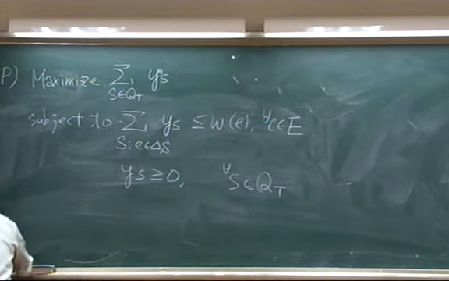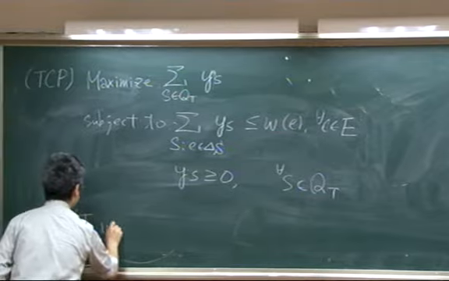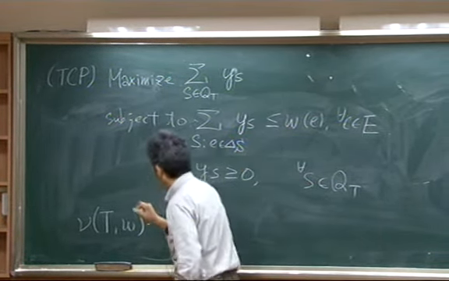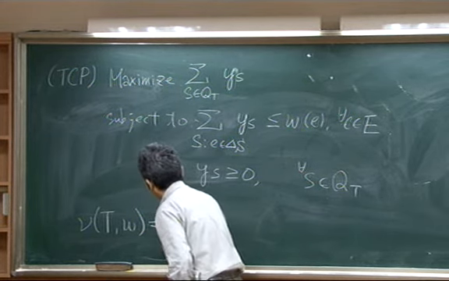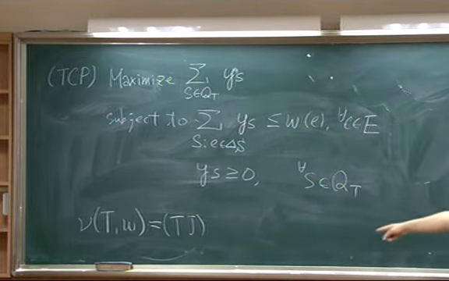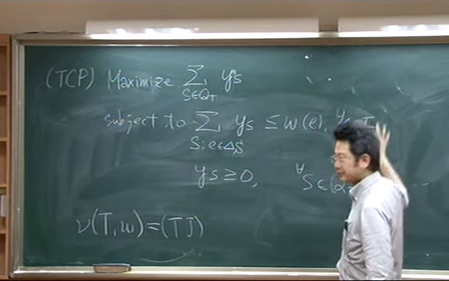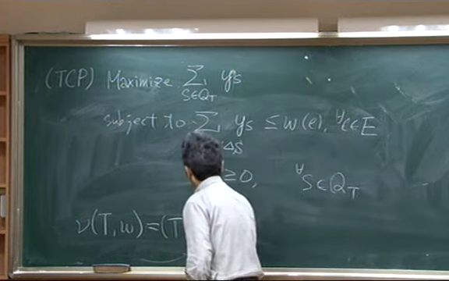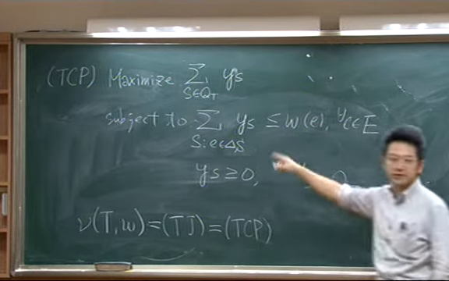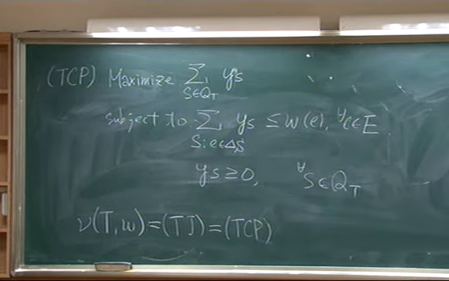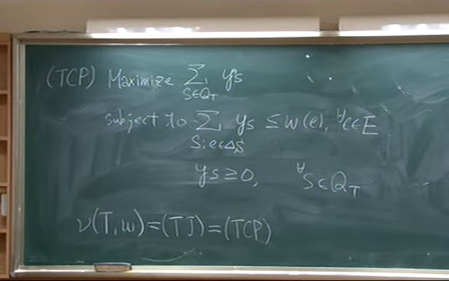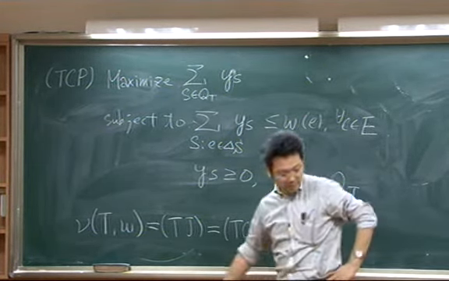So the property here is that mu of T of W, so this is the minimum, is equal to the optimal value of TJ. I'm not sure if I wrote TJ, but TJ means the LP I wrote here for the minimized version. And because of the LP duality, this is equal to the optimal value of TCP. So TCP means T-cut packing? T-cut packing, yes. Good. Exactly.